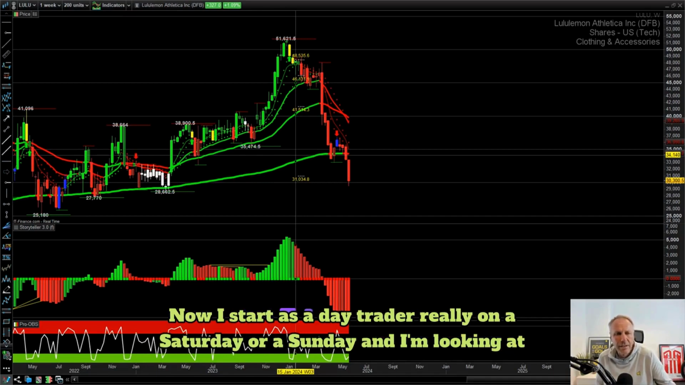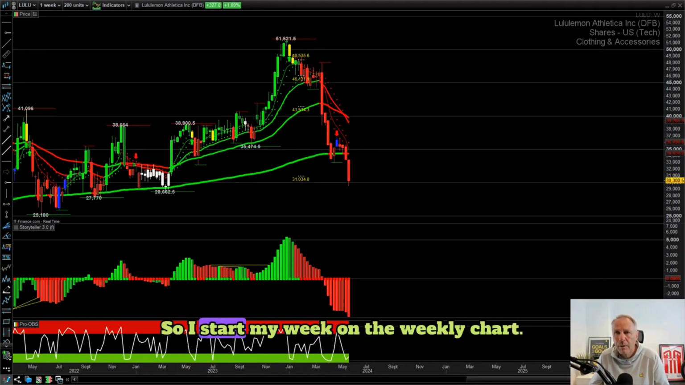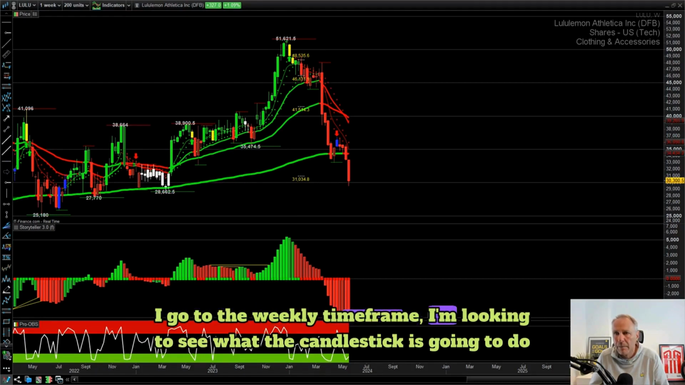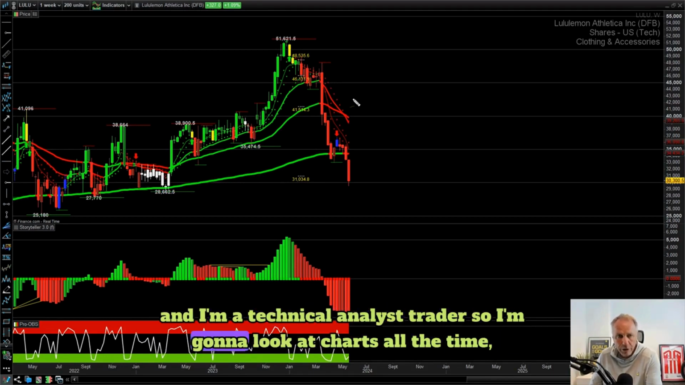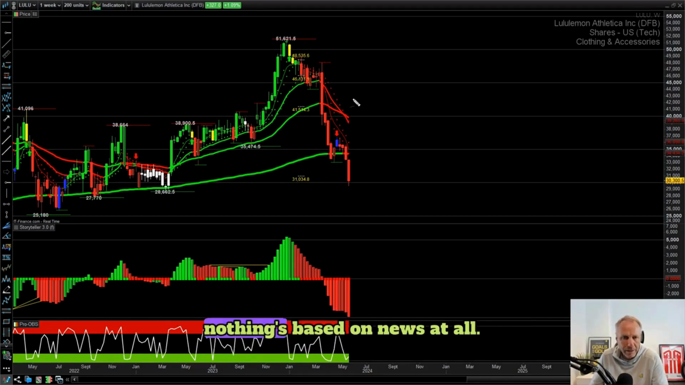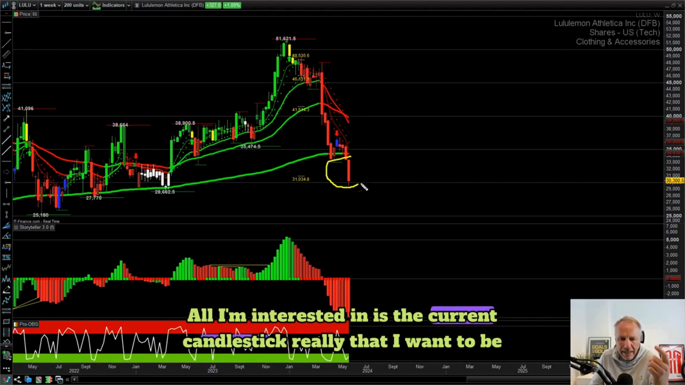Now, I start as a day trader really on a Saturday or a Sunday, and I'm looking at the weekly time frame. So I start my week on the weekly chart. I go to the weekly time frame. I'm looking to see what the candlestick is going to do, and I'm a technical analyst trader, so I'm going to look at charts all the time. Nothing's based on news at all, and I want to see what one candlestick does. All I'm interested in is the current candlestick really that I want to be trading.